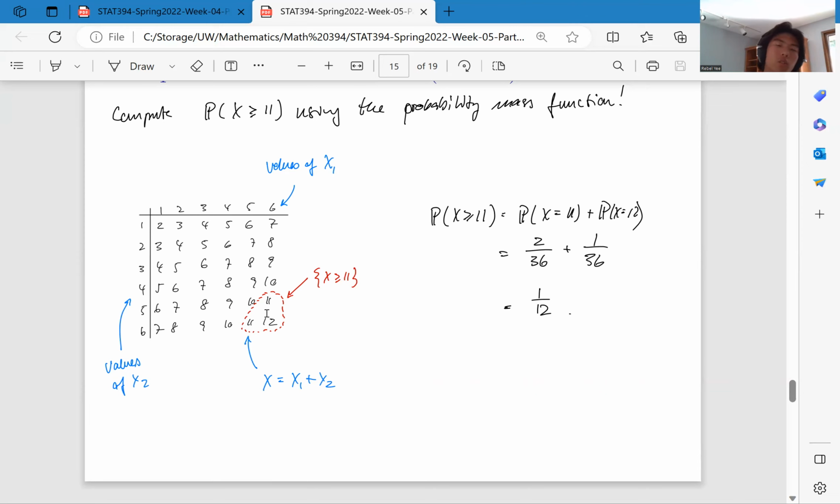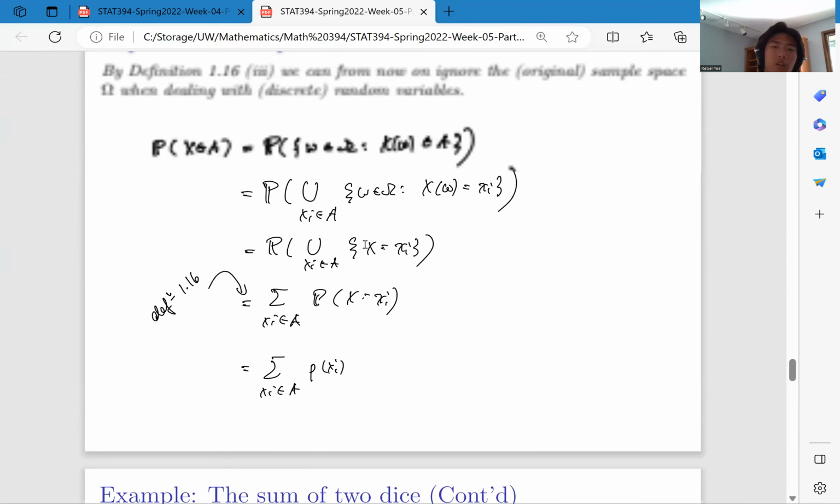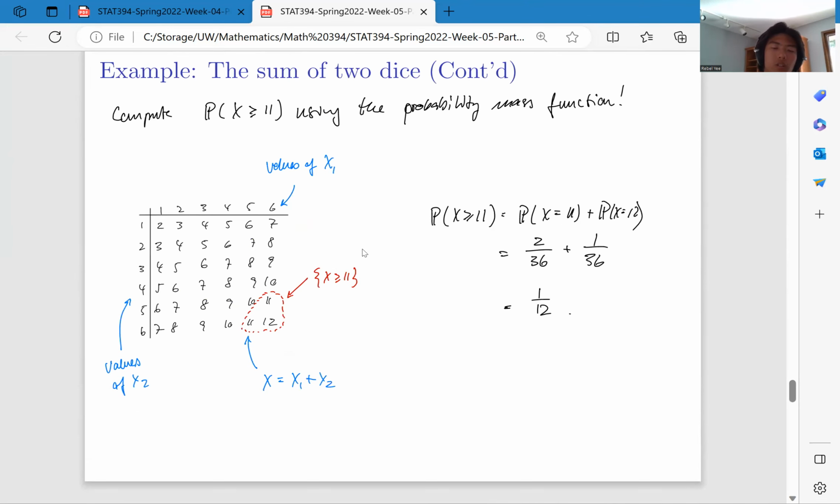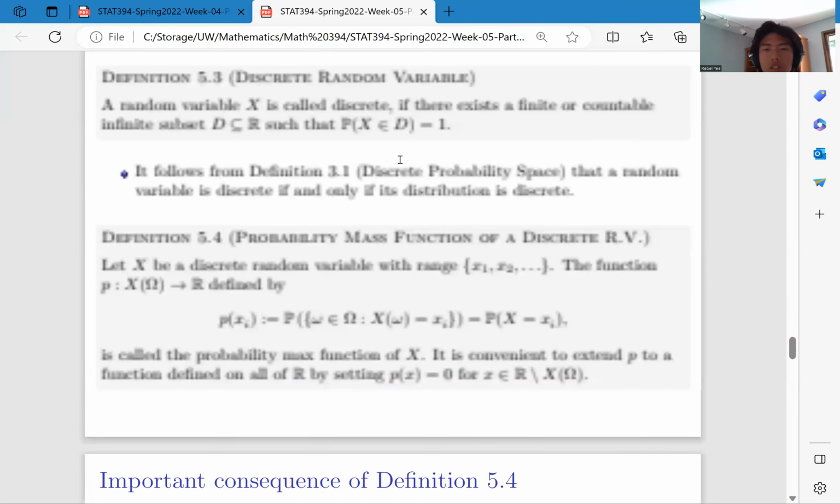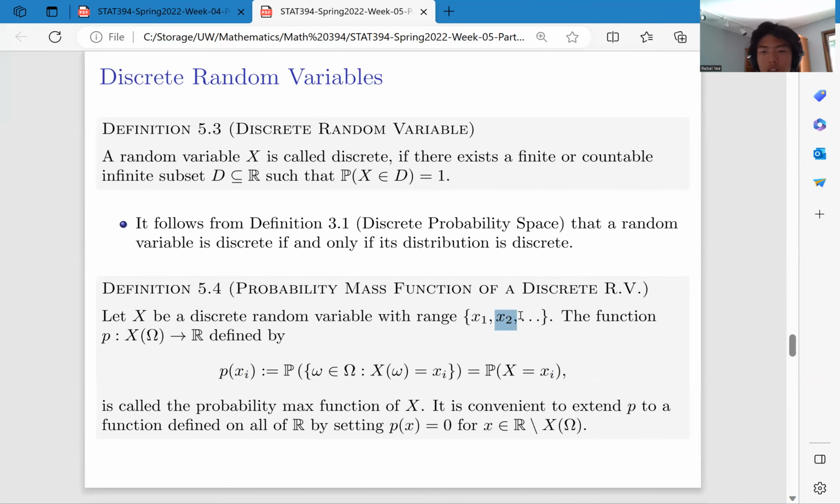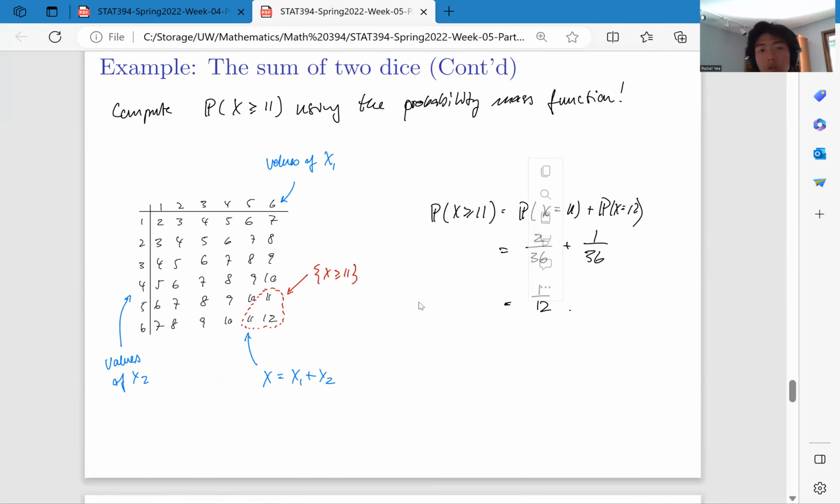So there's only two realizations. As we can say, the realization is the xi here. There are only two xi, 11 and 12, that are greater or equal to 11.